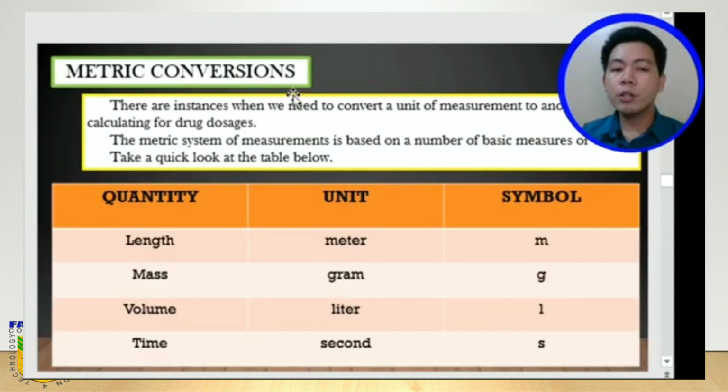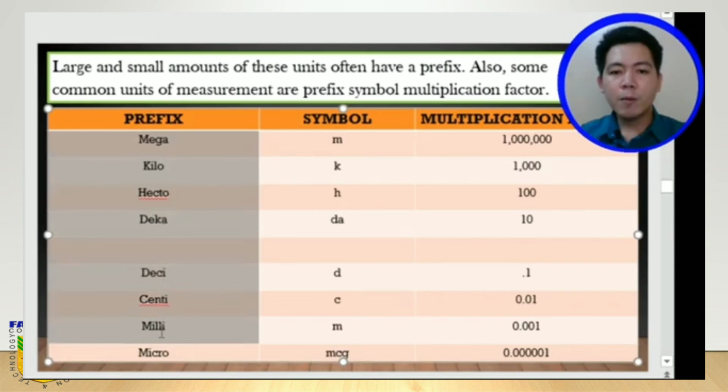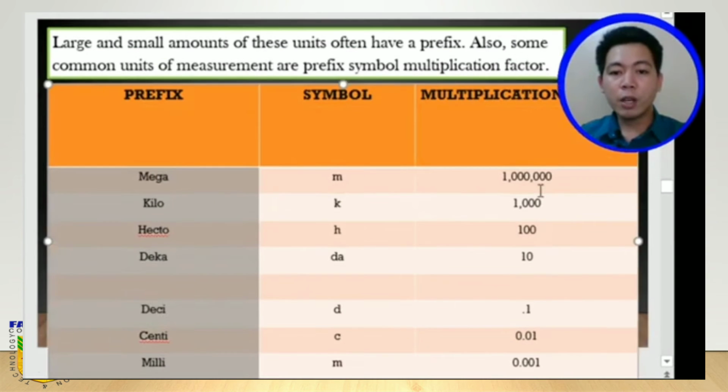Now, for the metric conversions, there are instances when we need to convert a unit of measurement to another when calculating for drug doses. Okay, so ito yung mga alam natin or familiar nating metric conversions. Dito sa caregiving, syempre, large and small amounts of these units often have a prefix. Also, common unit of measurements are prefix symbol, multiplication factor. So, madali na natin itong matatandaan kasi meron siyang multiplication factors.